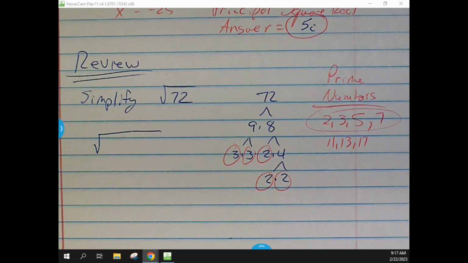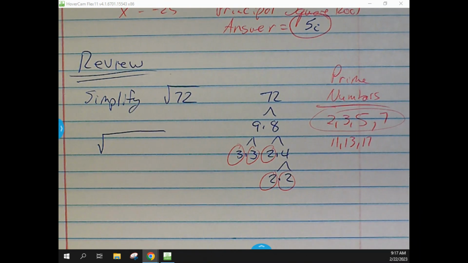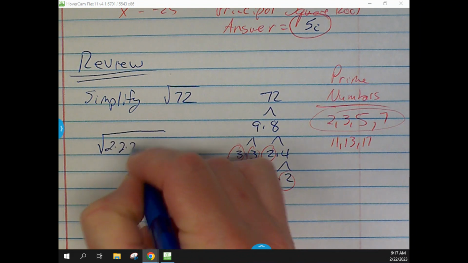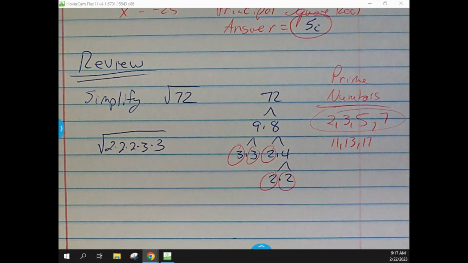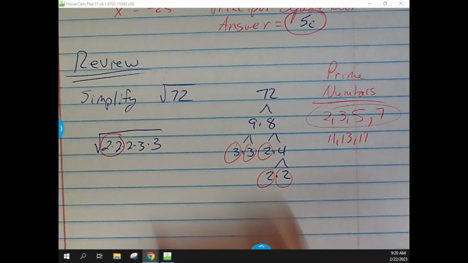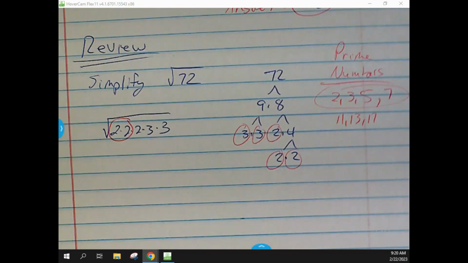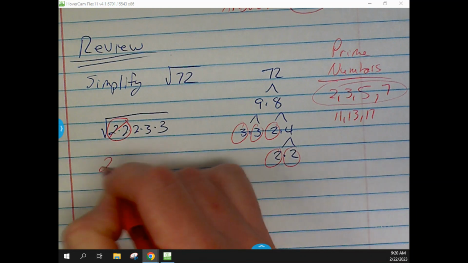There are a couple of different ways you can do this. This is the way I went with it: you go back and write down all your prime numbers. You've got 2 times 2 times 2 times 3 times 3. When we're simplifying square roots, we're going finding Nemo. We're going to find exit buddies, and your exit buddy has to be just like the other one. So in this case, if you've got 2 times 2, there's an exit buddy, so the 2 will get out.